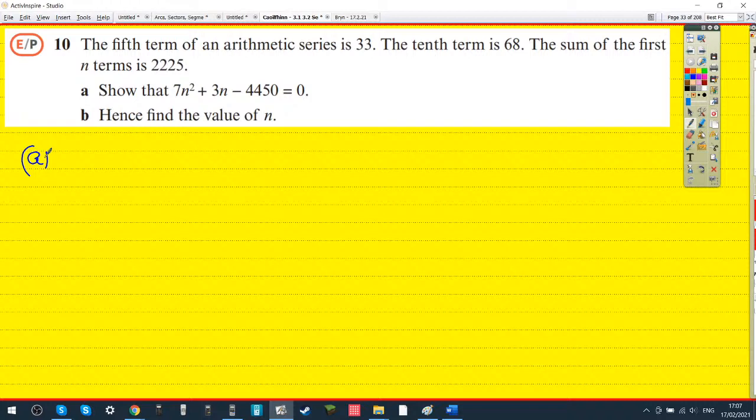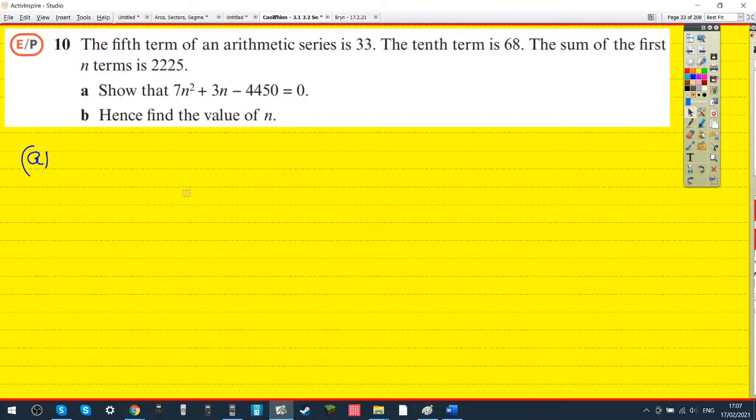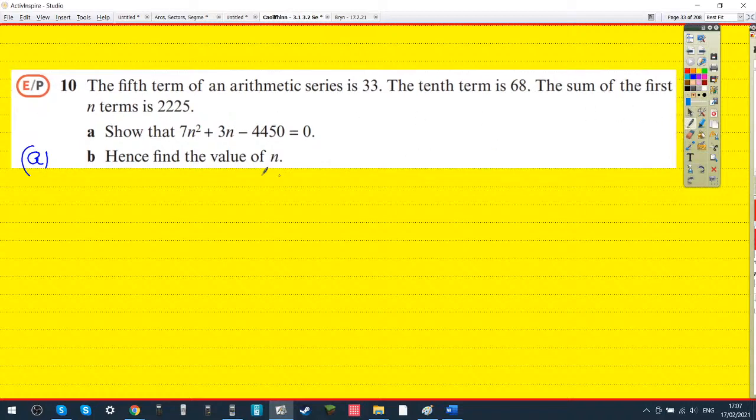How did we start it last time? We said the second term is a plus d. The sixth term is a plus 5d. So here, the fifth term would be a plus 4d is equal to 33. And then the 10th term is a plus 9d equals 68.